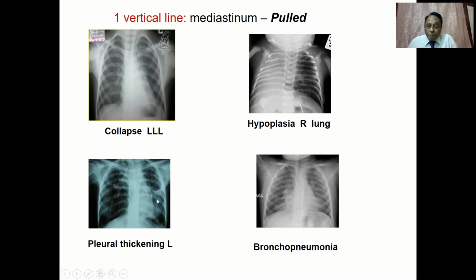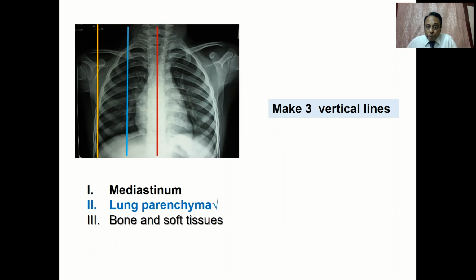Sometimes after the management of empyema, a child may develop pleural thickening. So the pleural thickening is the one that causes pulling of the mediastinum. Here, this child was managed as empyema. On the left side, there is a pleural thickening causing pulling of the mediastinum to the left. Bronchopneumonia very rarely causes it, because there is a microatelectasis that may sometimes pull the mediastinum.